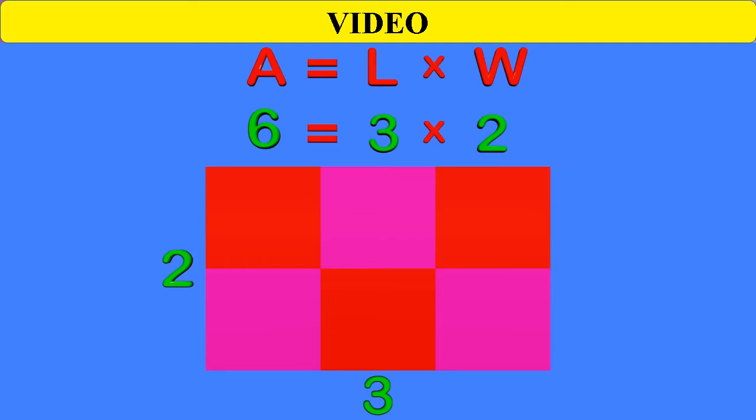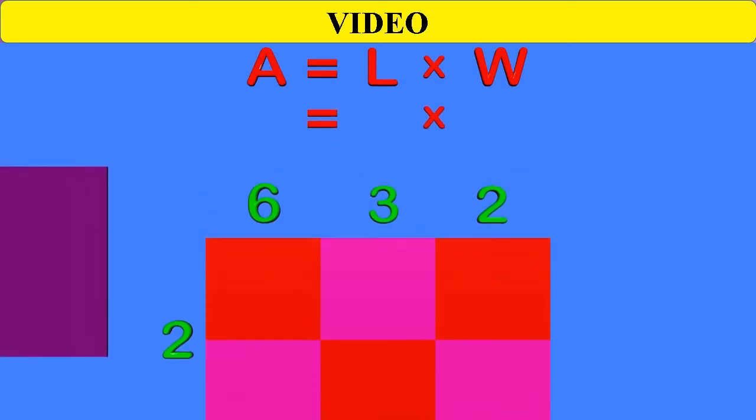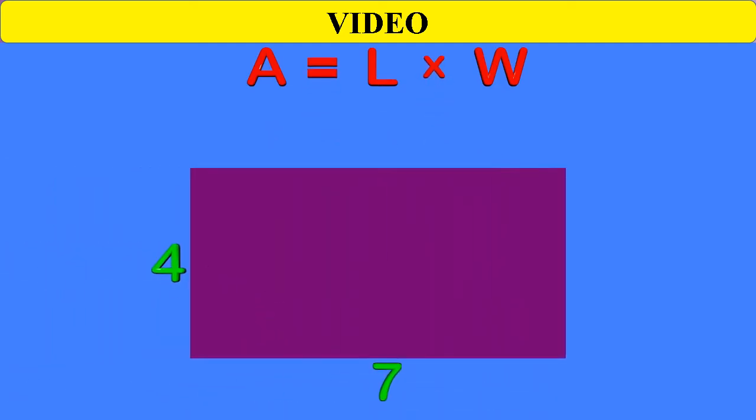This is very helpful because watch this next rectangle. Here is a rectangle that does not have lines showing us where the square units are. We could try and draw them because we know there are 7 square units for the length and 4 square units for the width. But we are going to use the formula. Area equals length of 7 multiplied by width of 4. What is 7 times 4? The answer is 28. 7 times 4 is 28. So the answer is 28 square units.